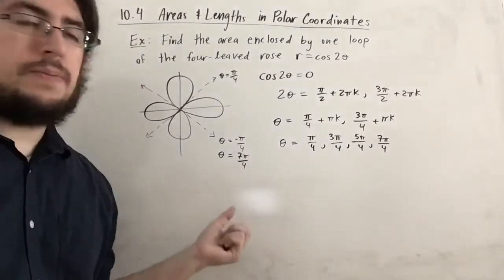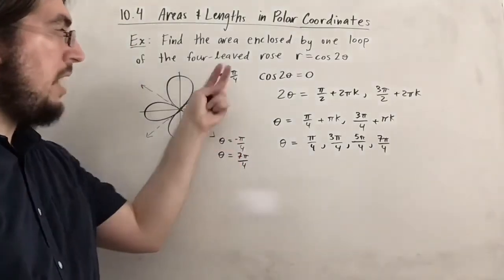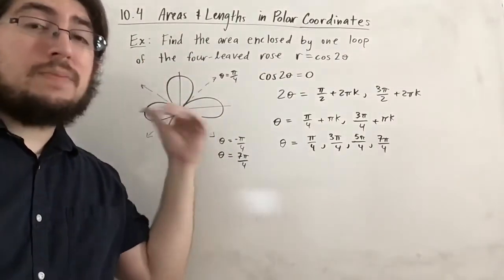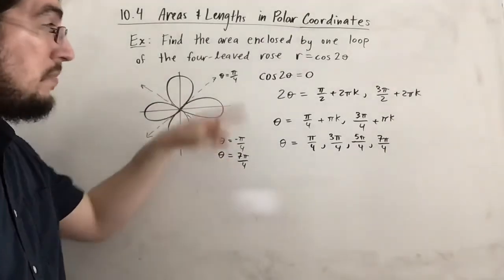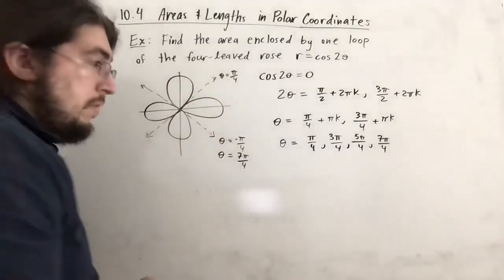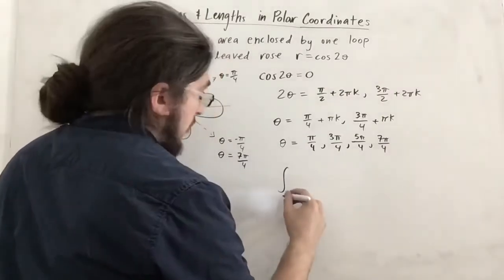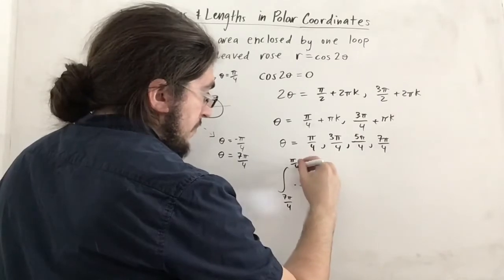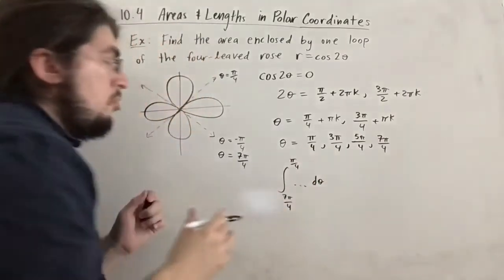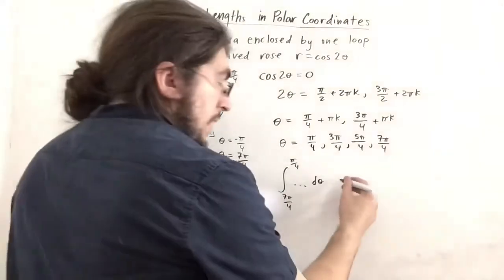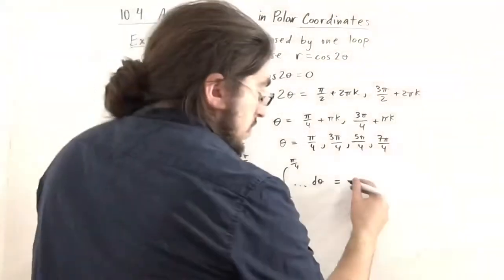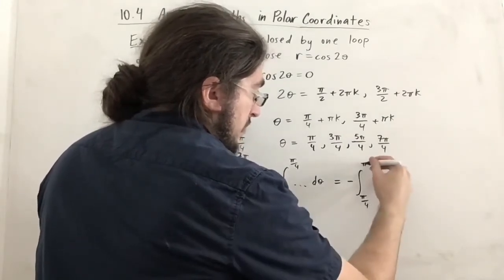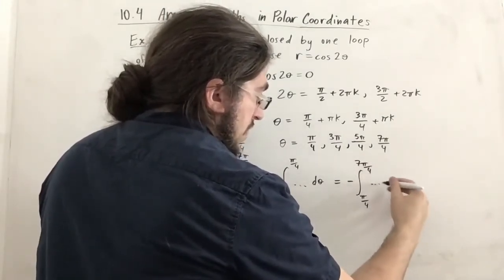This is why I bring this up. If you go from 7 pi over 4 to pi over 4, swooping like this, remember we want a to be less than b. Since a is bigger than b here, there's a huge problem. If you take the integral from 7 pi over 4 to pi over 4 of something d theta, by the rules of integration, it's equal to negative the integral from pi over 4 to 7 pi over 4 of the same integrand d theta.